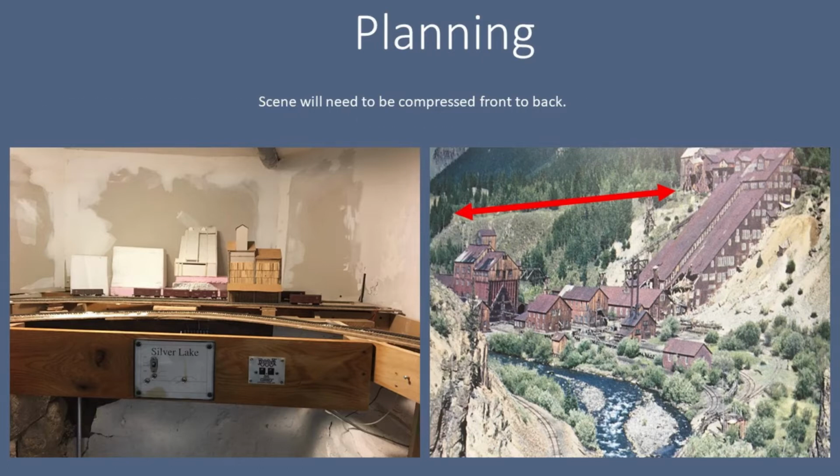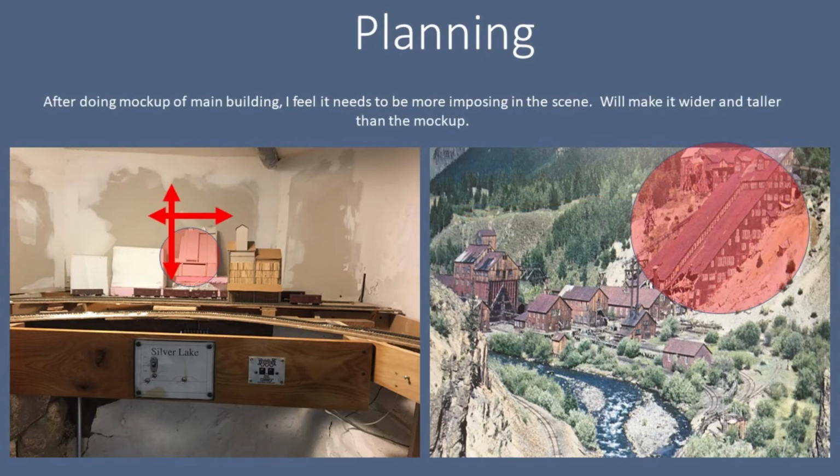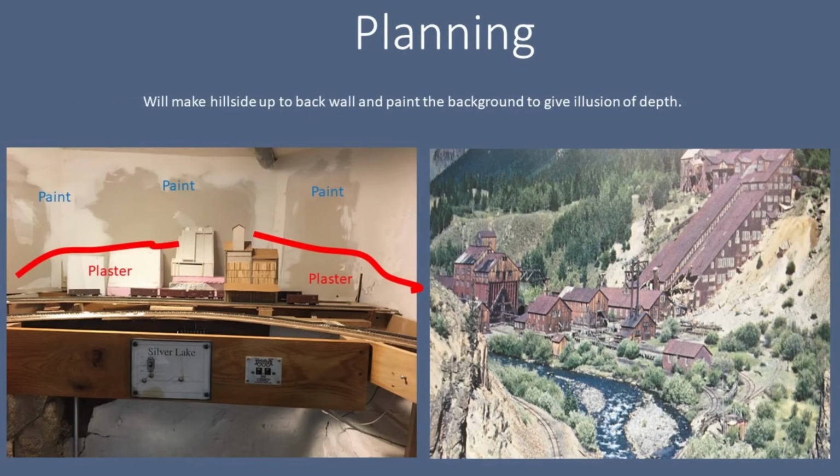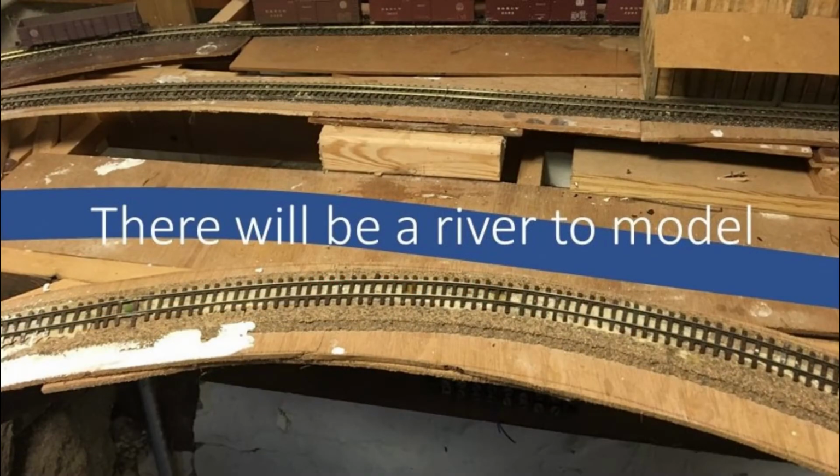Also, the scene would need to be compressed, so trying to keep the illusion of depth using the space available would be a challenge. As I studied the scene, I didn't think the mock-up of the mill was imposing enough. I wanted that building to dominate the scene, so that would need to be changed. The mock-up gave me a feel for how high the hills should be, and the ratio of the painted terrain versus the amount of sky. I also needed to take into account how to model the Animas River that would be near the foreground and how the river enters and exits the scene.